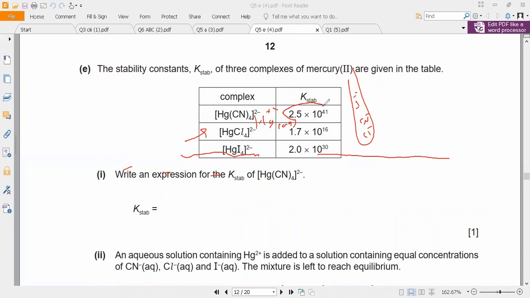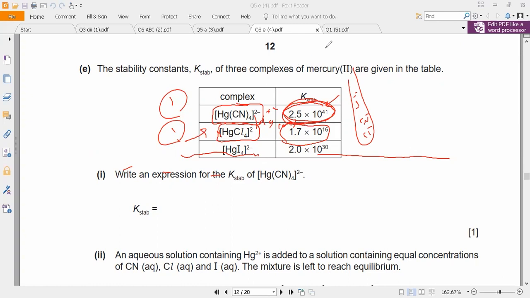We see, as I told you before, this one, guys, has the highest Kstab value. So this one will be the complex that will be made in the highest concentration. And this one will be the one that is made in the lowest concentration. So here we get 1 mark. The second mark, guys, will be given for the reason. We say that this complex has the highest Kstab value, while this complex has the lowest stability value. And this is, guys, how we answer such a question. Okay?